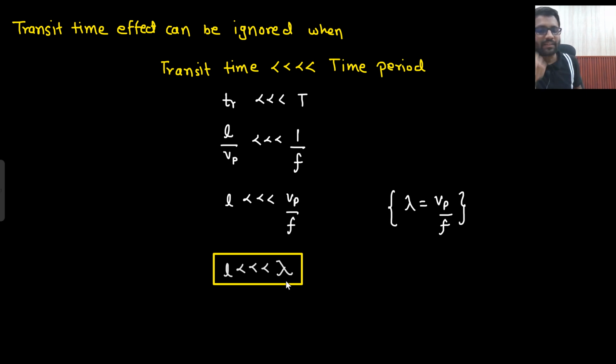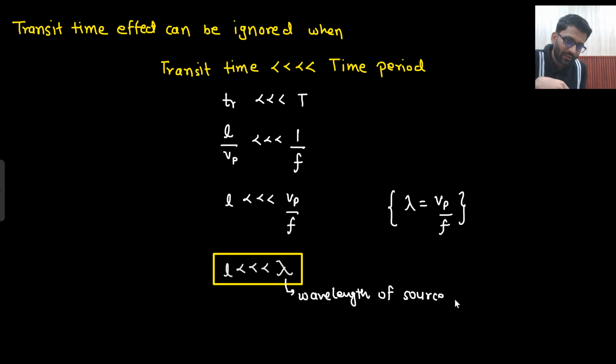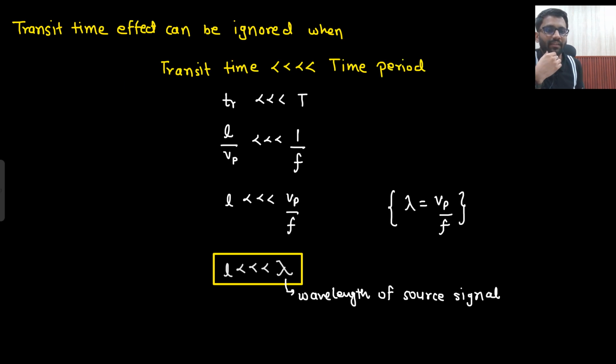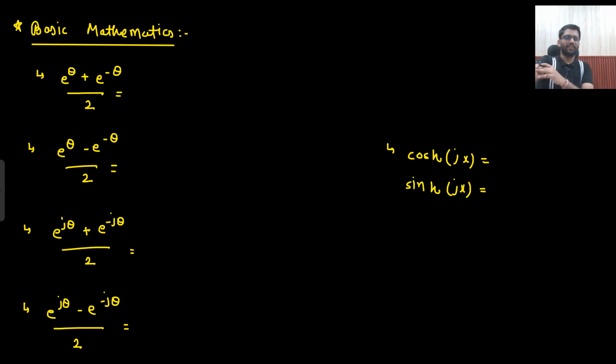And the transient time effect can be ignored if your length is very much less than the wavelength of the applied signal. What is this lambda? The wavelength of the source signal, I will write. So this particular structure that we studied is known as a transmission line. So this was your transmission line. We will study about it, but before that, let's see some basic mathematics. Even if you don't know it, you need to remember it. If you know it, then it is good.